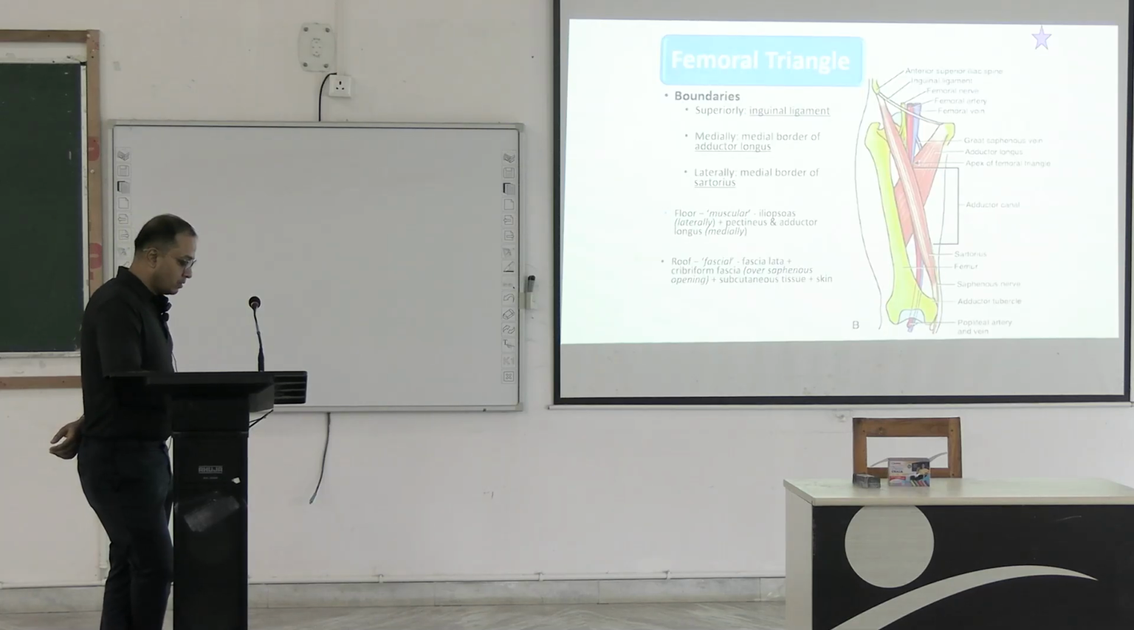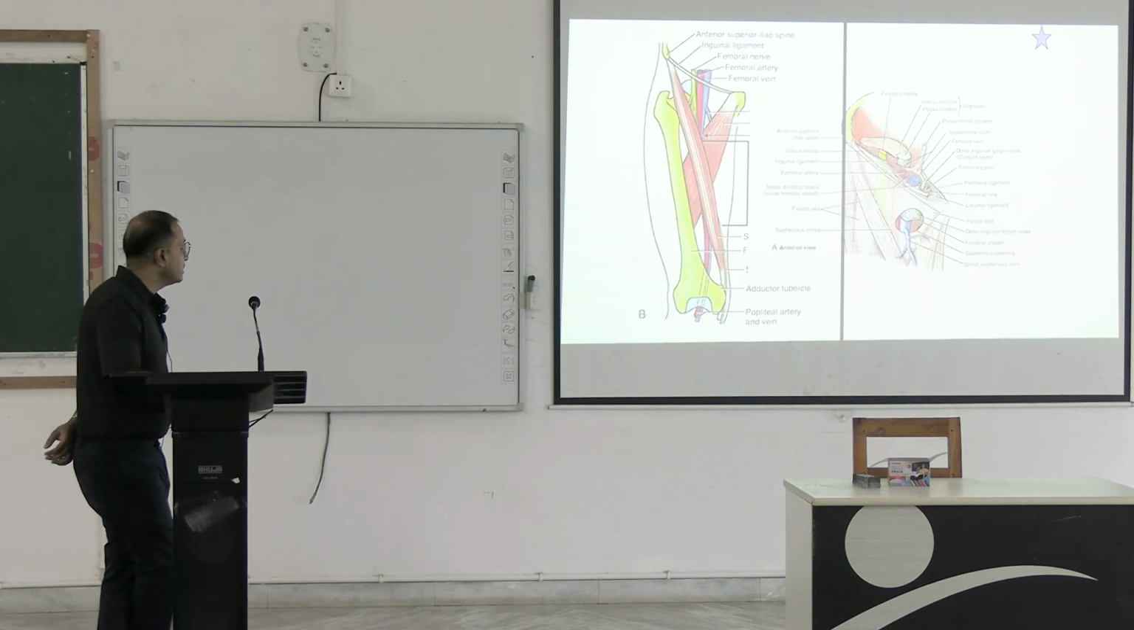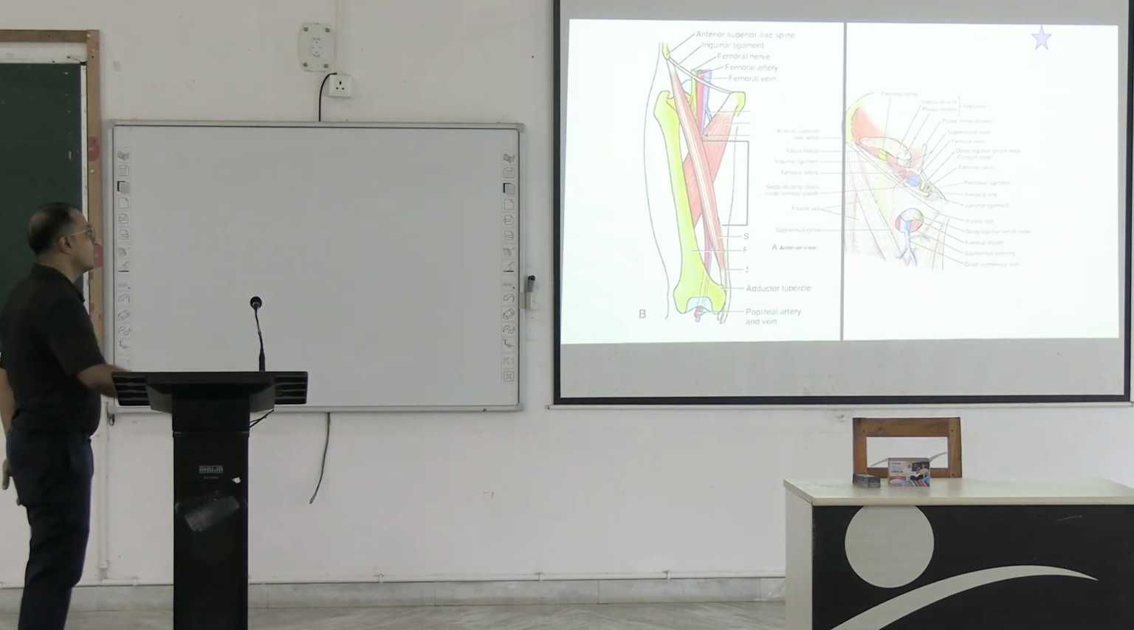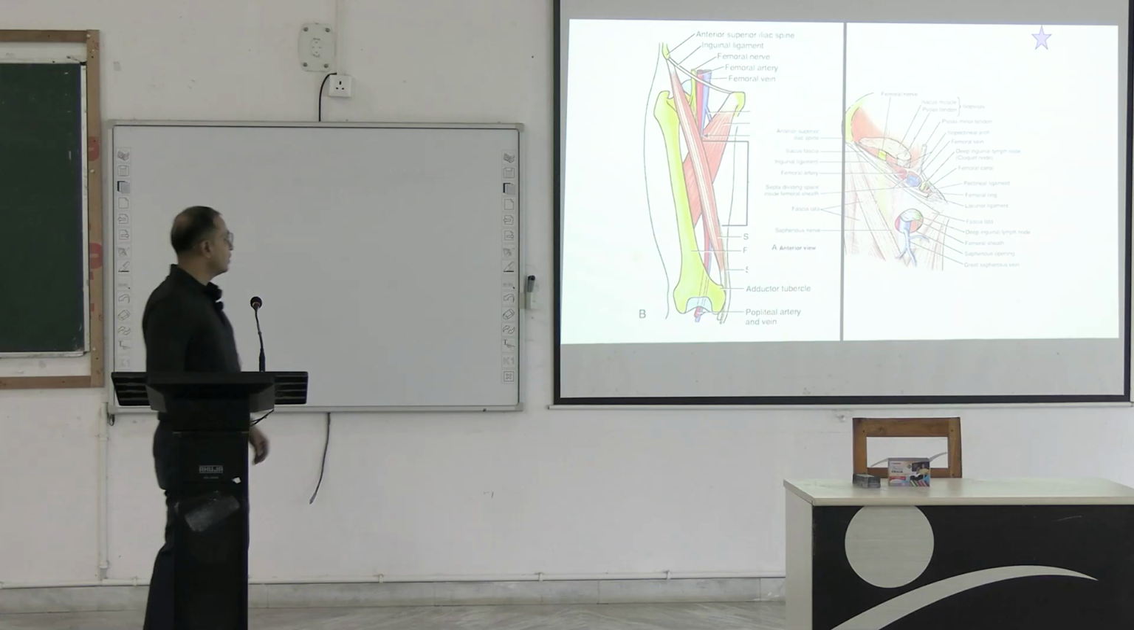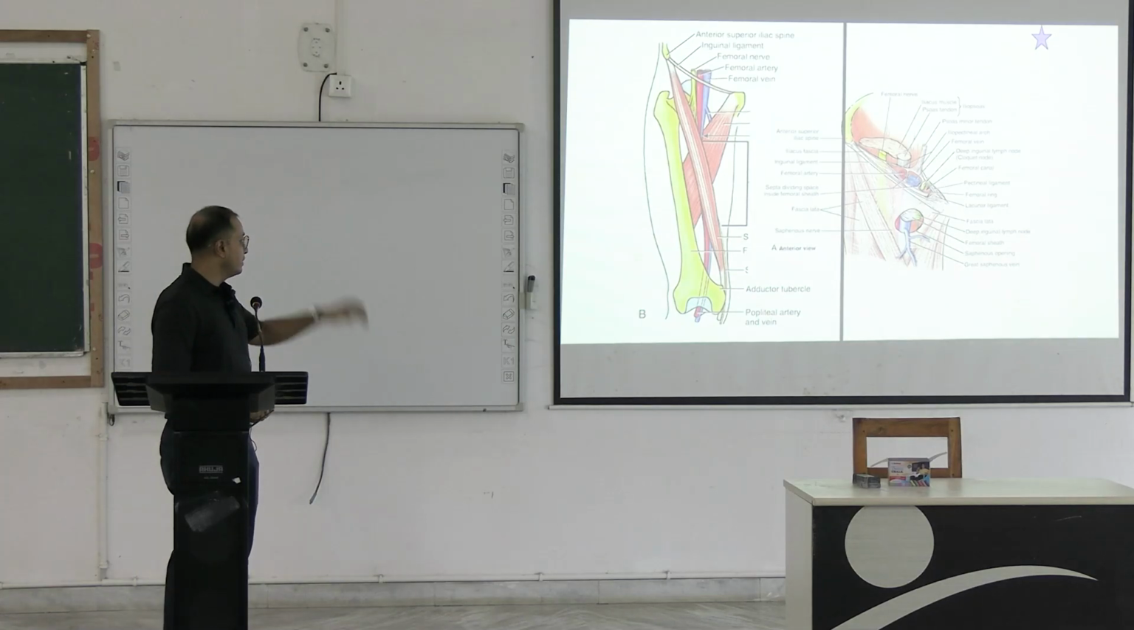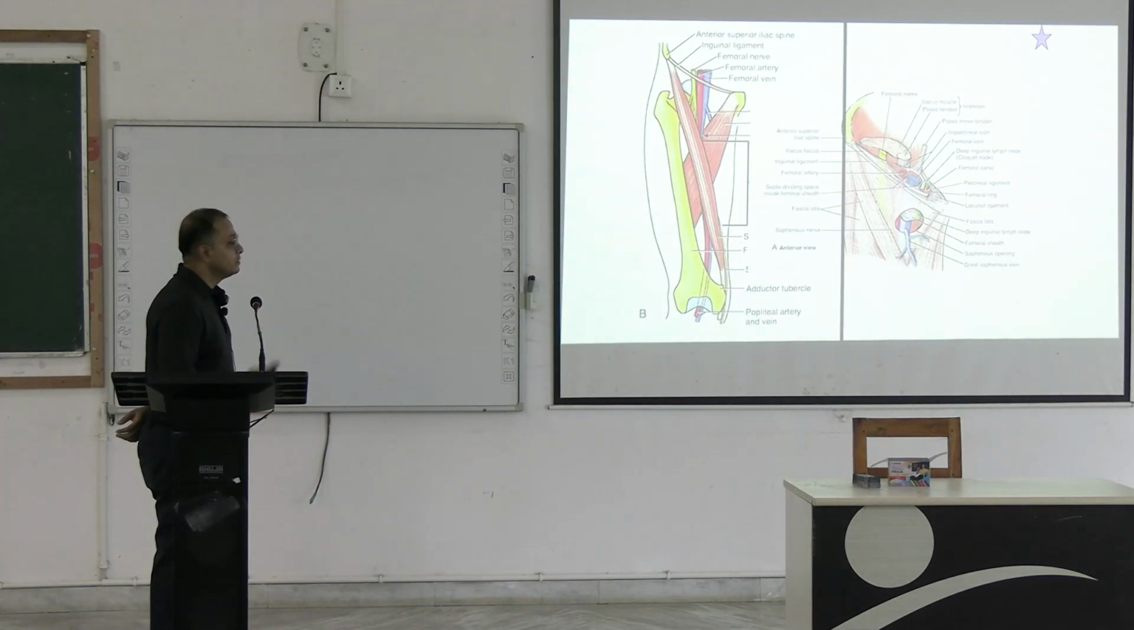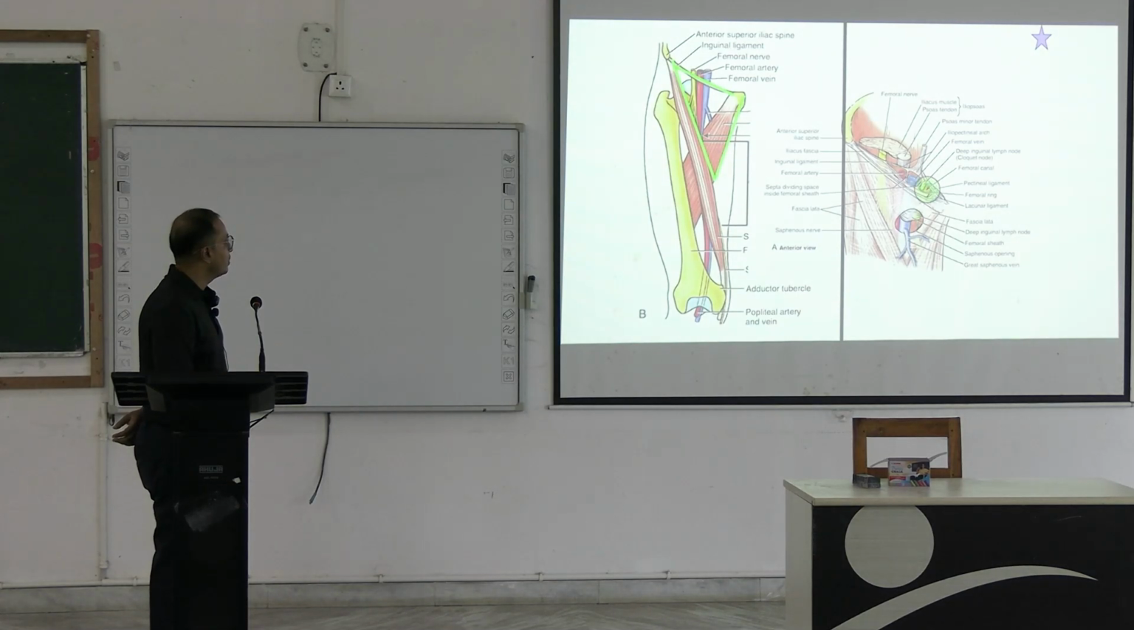Now, coming to the anatomical landmark, the femoral triangle, we have to know its boundaries: the medial boundary, the lateral boundary, and the superior boundary, the inguinal ligament, with sartorius and adductor longus making the other sides. The contents of the femoral triangle are femoral nerve, femoral artery, and femoral vein, placed lateral to medial, along with the branches of the arteries and nerves present in it. These are the elements to keep in mind regarding the femoral triangle.